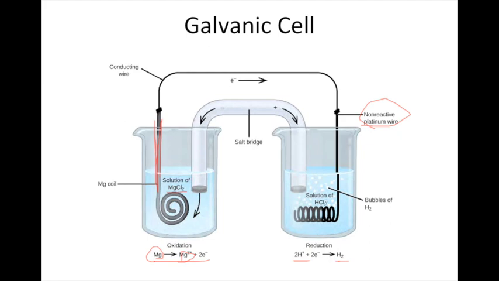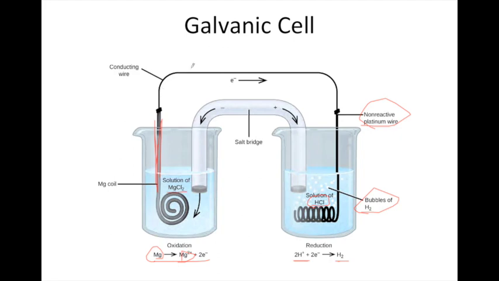So we need some solution that contains H+, which would be an acid solution, like HCl, hydrochloric or nitric acid. And then we also need to bubble in hydrogen gas. So we need both of those substances over here in our reduction half reaction.